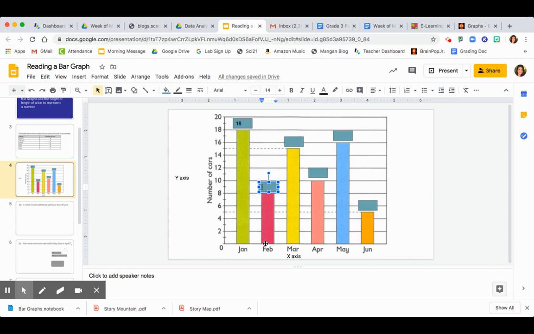Let's do February: 2, 4, 6, 8. So 8 cars in February. Let's look at March: 2, 4, 6, 8, 10, 12, 14.